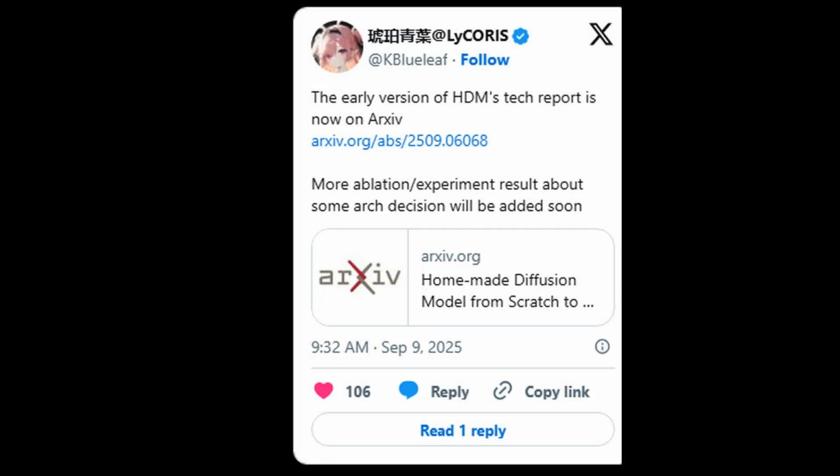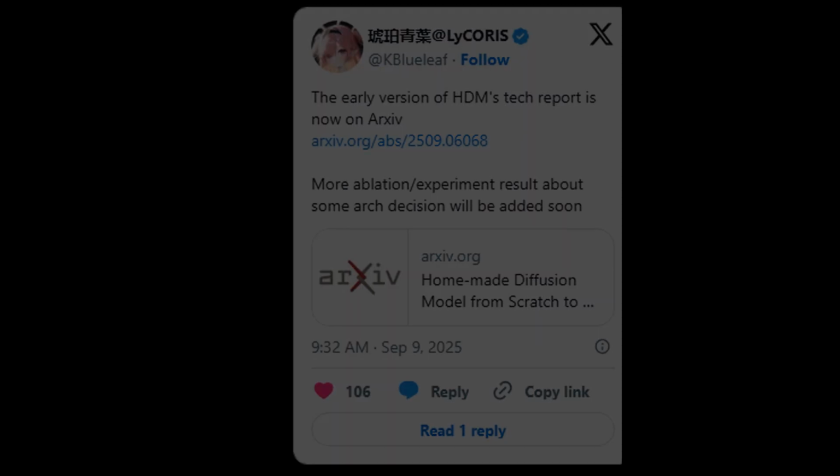On X, the author announces the early technical report and promises more ablation and experiment details on architecture choices soon, drawing modest interest with about 106 likes and a reply.